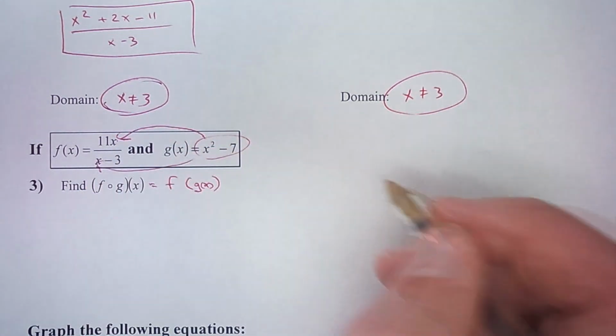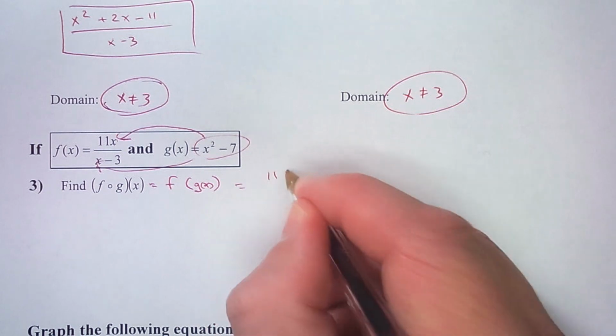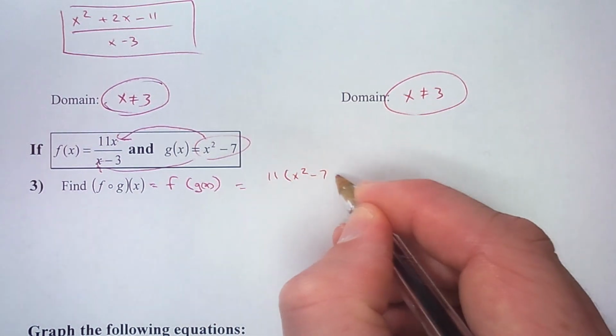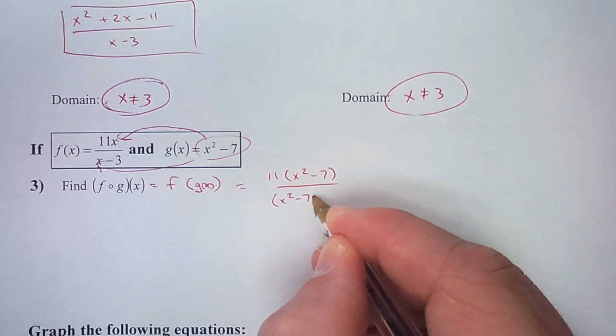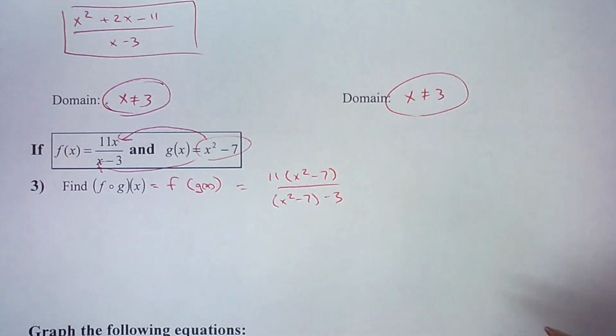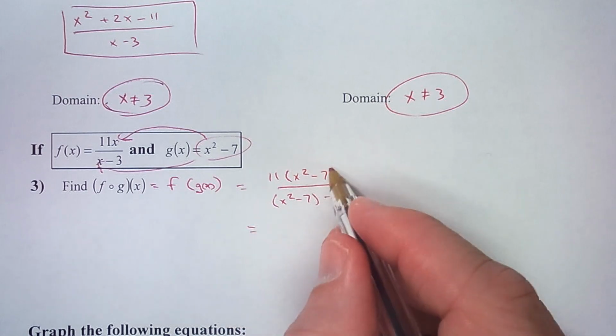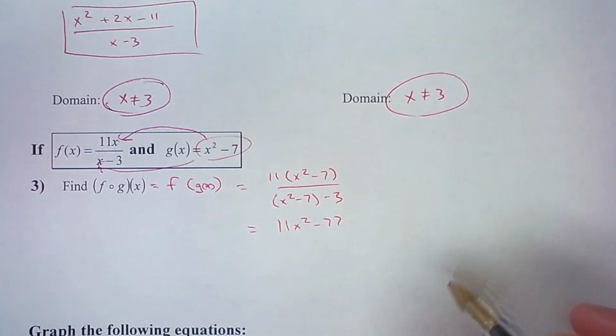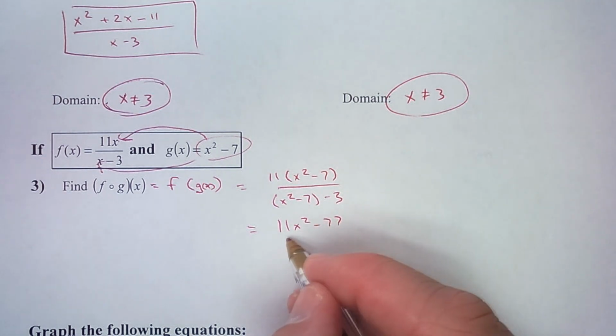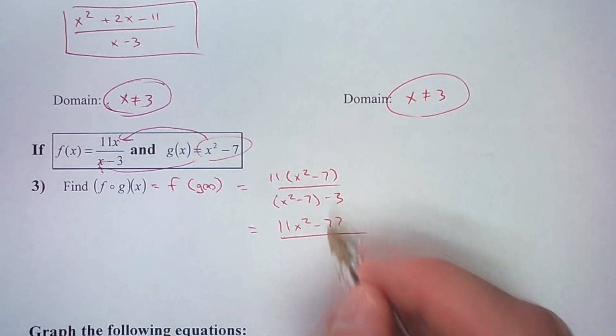So that's 11 times x squared minus 7 over x squared minus 7 minus 3. So I'll distribute in the numerator, 11x squared minus 77. And in the denominator, I can combine like terms, x squared minus 10.